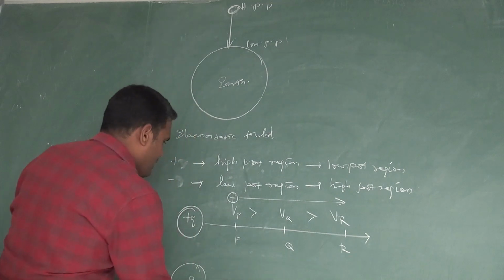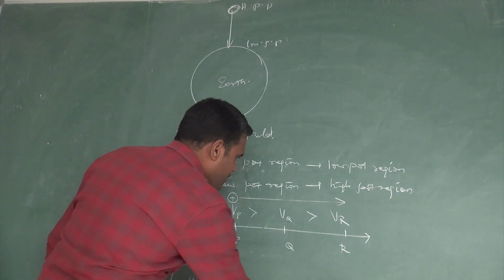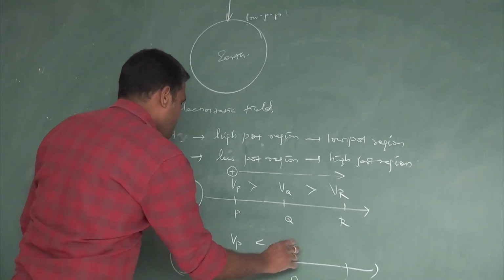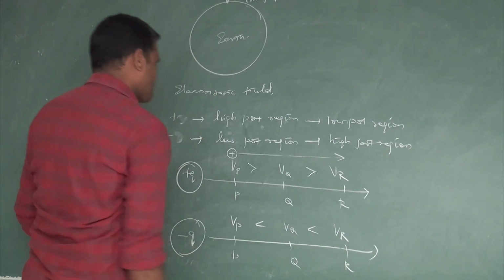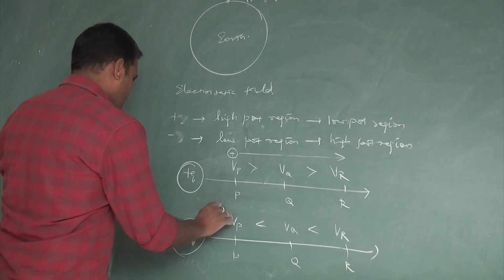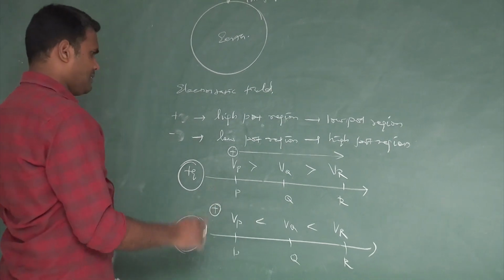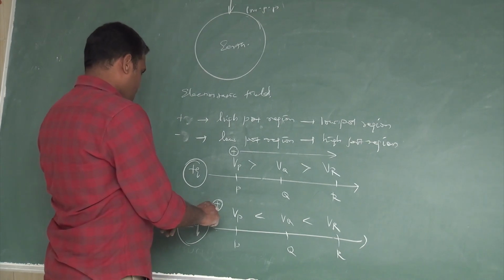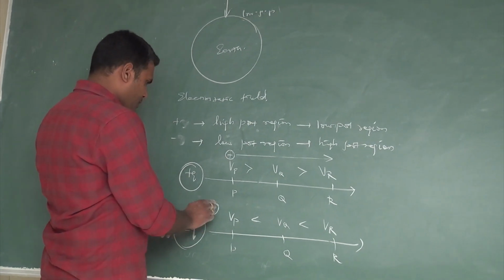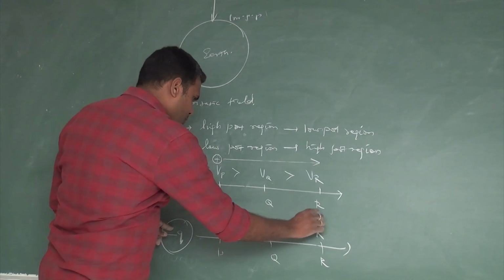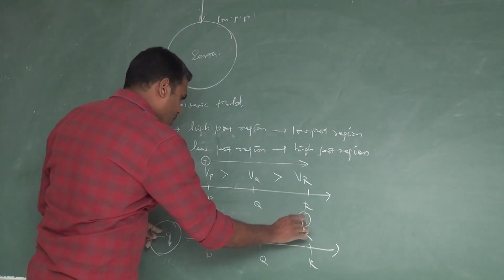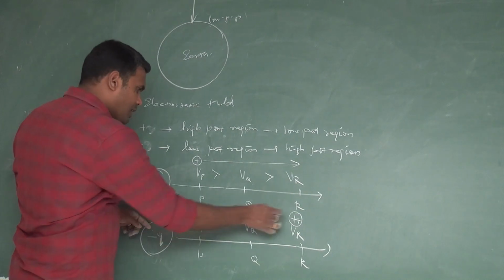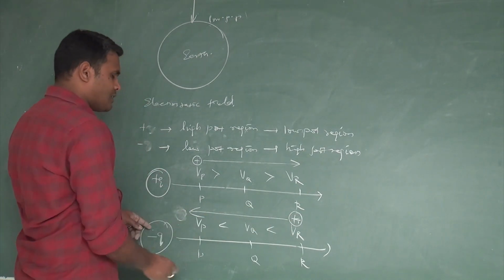Here also we are considering three different points P, Q, R. The potential at P is less than potential at Q, less than potential at R. If you place a positive charge, we can say it will be attracting, right? So if I consider the positive charge over here at the point R, it will be attracted by the minus Q charge. So it will be moving along this direction.